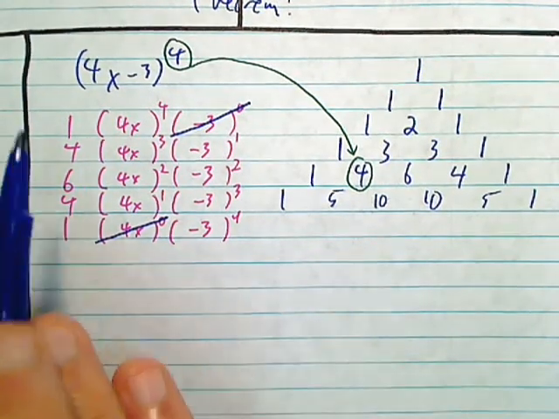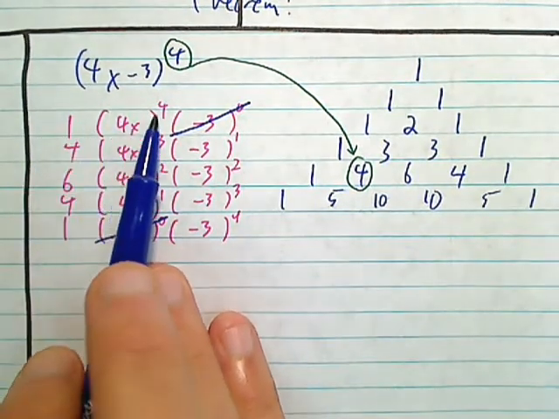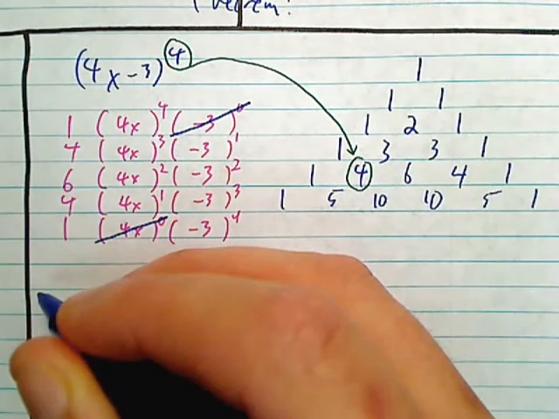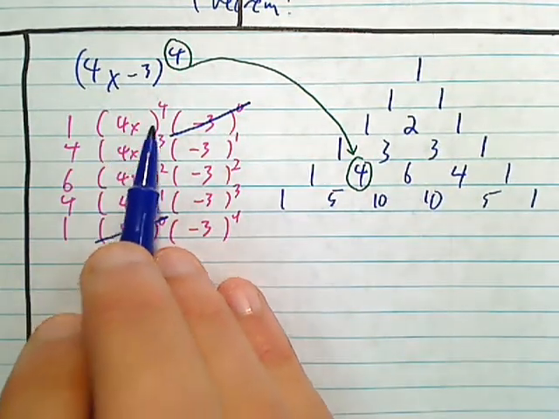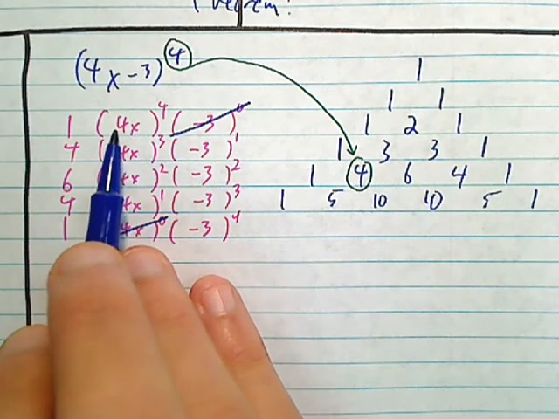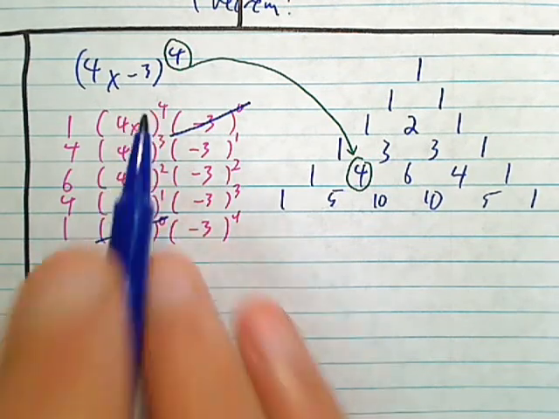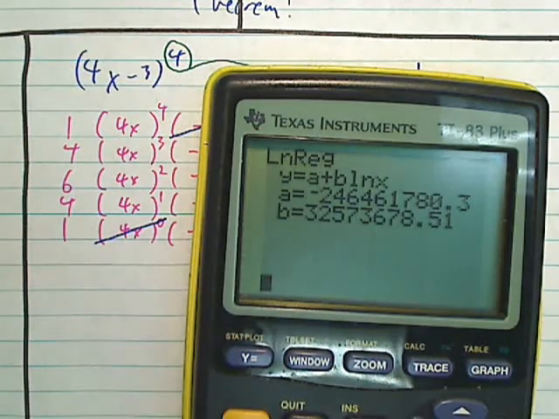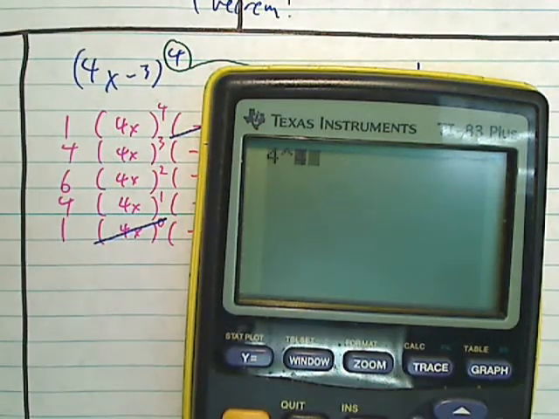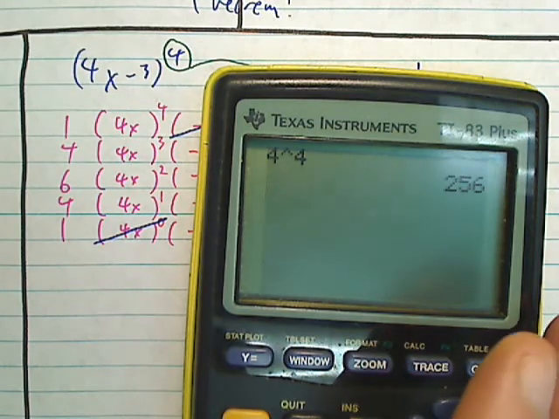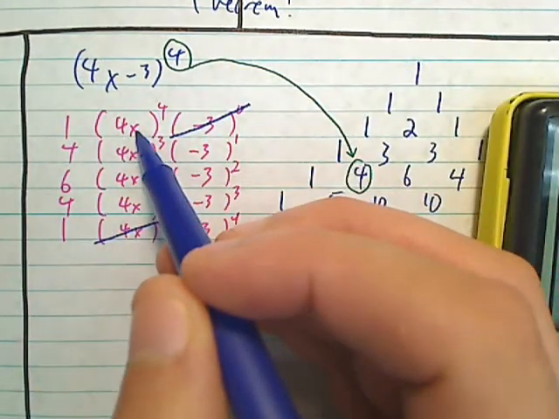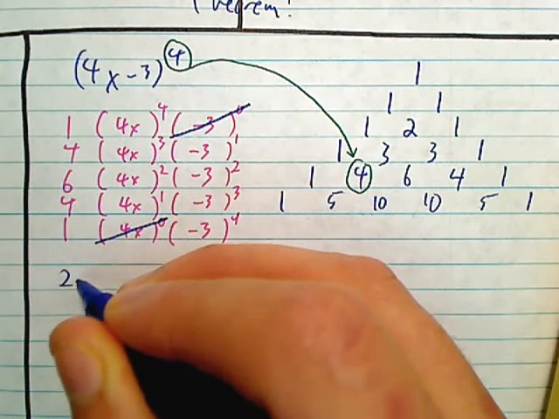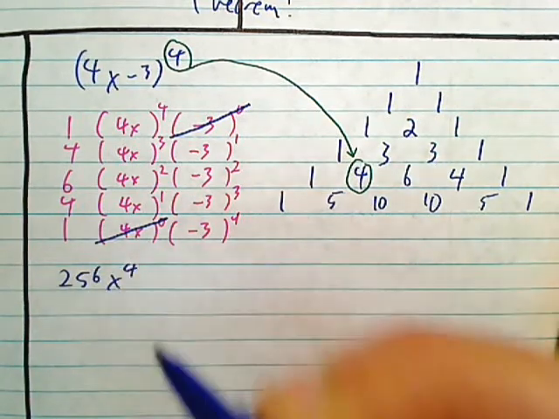Okay, and this is my first term, 1 times 4x to the 4th power. Well, what is 4x to the 4th power? 4 times 4 to the 4th power. 4 to the 4th power. I can use my calculator to help me with the numbers a little bit. 4 to the 4th power is 256. And then this will be x to the 4th. So my first term is 256x to the 4th.